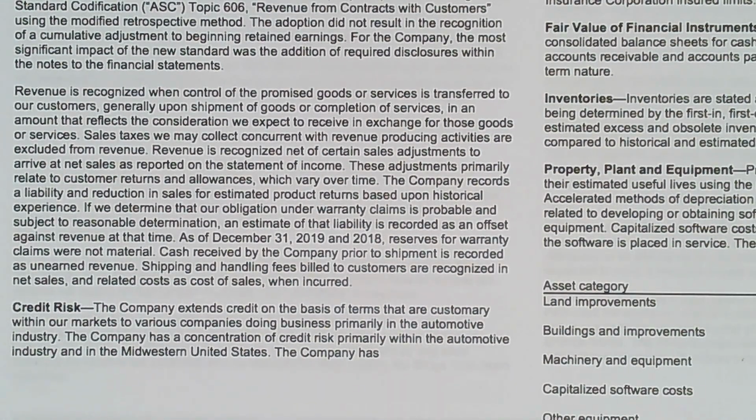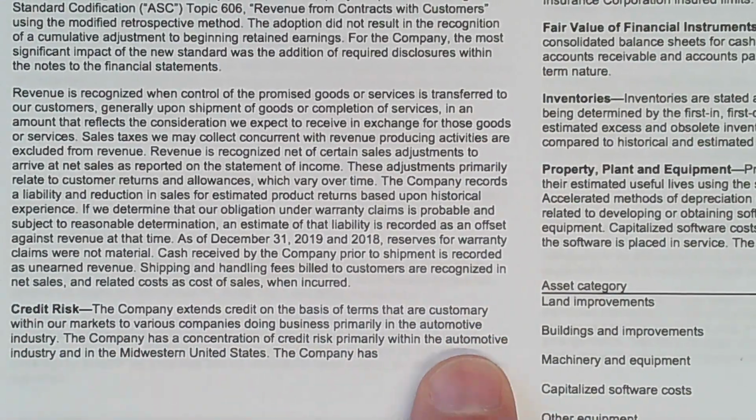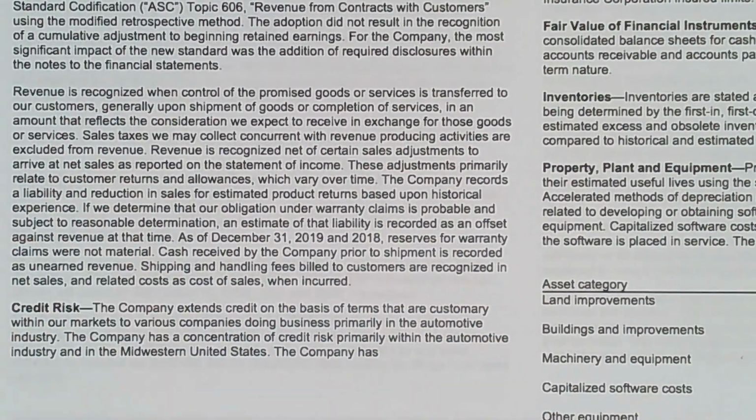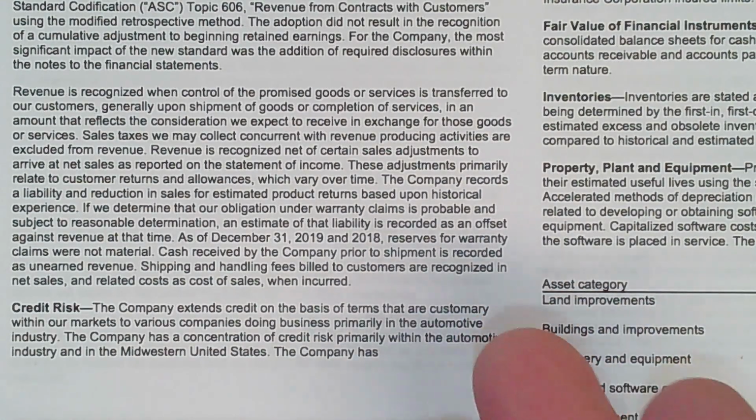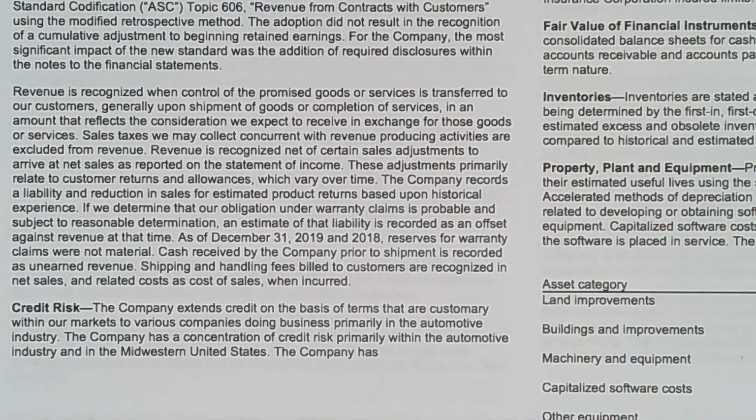So looking at these footnotes gives you some insight, right? If you just looked at Chicago Rivet, you'd say, well, okay, they may have some credit risk. But now let's take a look at some of what they're disclosing and how it relates to what's happening in the financial markets, what's happening in the economy right now.